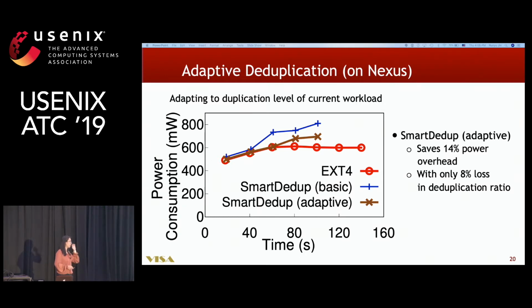SmartDedup is shown in the blue line, and SmartDedup with adaptive deduplication is shown in the brown line, and EXT4 is shown in the red line. In this graph, the lower the better, and SmartDedup with adaptive deduplication saves 14% of power overhead with only 8% of loss in deduplication ratio compared to the original SmartDedup.